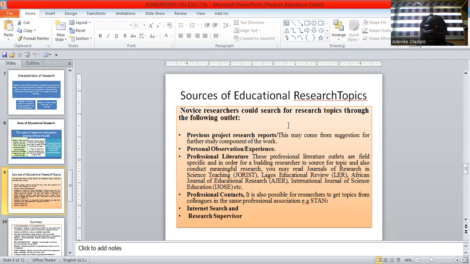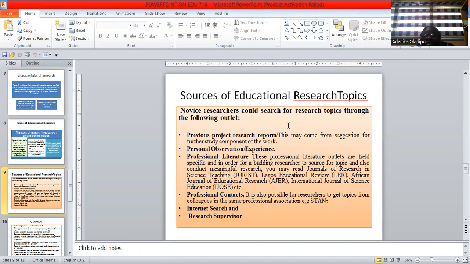Why is it that some people study hard and they do not do well? What is the missing link? You could want to look at test-taking skills and study habits. So your personal observation could motivate you or could push you into carrying out educational research.